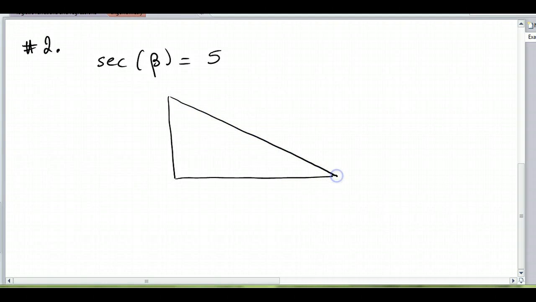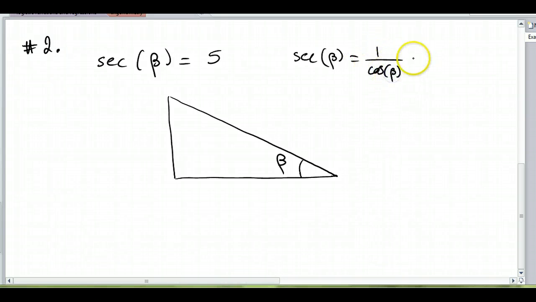Here we go. Okay, I'll put beta right here. This is my angle beta. Now, what is the secant of an angle in right triangle trigonometry? Well, it's the reciprocal of cosine, right? And cosine is adjacent over hypotenuse, so secant is hypotenuse over adjacent. Okay, adjacent of the angle.